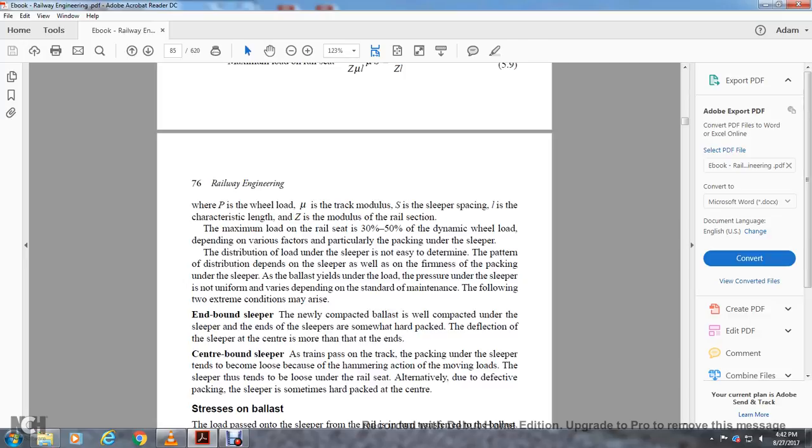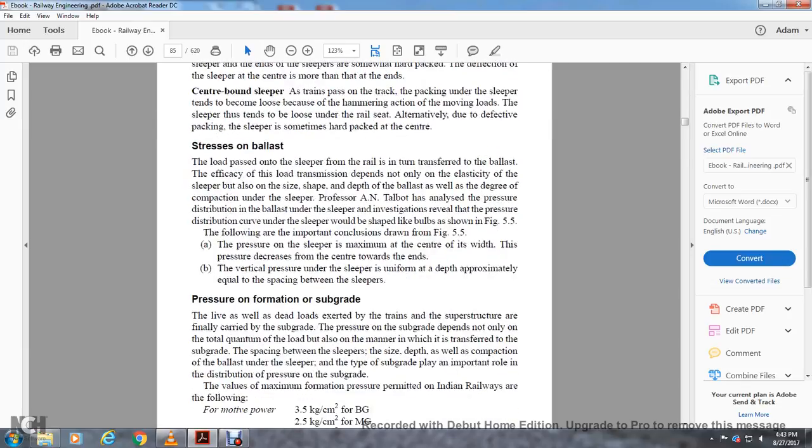End bound sleeper. The newly compacted ballast is hard packed under the ends of the sleeper. With the flexion of the sleeper, the center moves more than the ends. Center bound sleepers. After the train has passed over the track, the packing under the sleeper becomes loose, creating a hammering action with the moving load. The sleeper then turns loose under the rail seat. Ultimately, due to the defective packing, the sleeper is sometimes hard packed in the center.